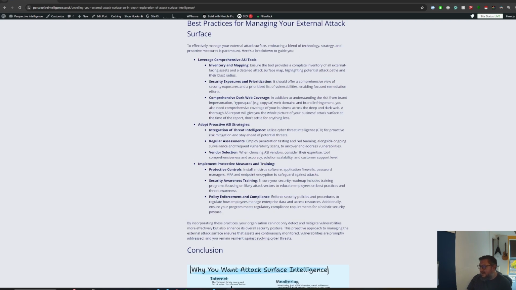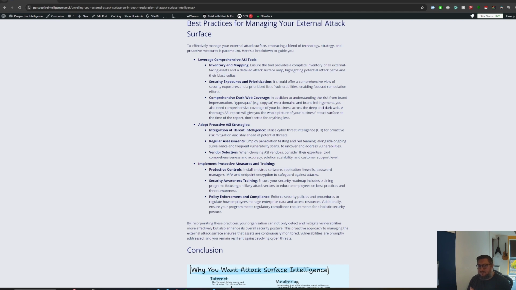So thinking about the actual best practices for managing this, as you can see, this blog post is quite long. To try and summarize, we really think it's a combination of things, right? So we're going to leverage the tooling that we have available. We're going to look for those exposures, and then we're going to prioritize any exposures that we deem to be a particular risk. We're going to continue to monitor the dark web.